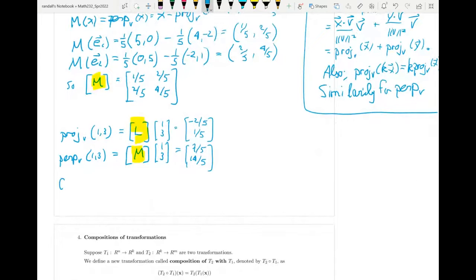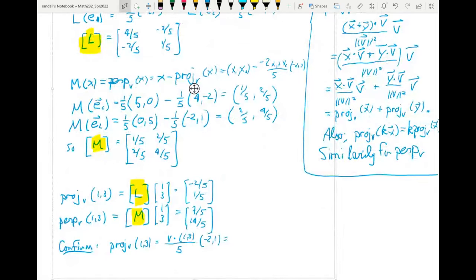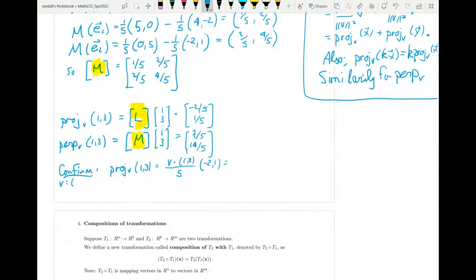Now let's just confirm with our formulas from the previous lecture. So projection onto V of (1, 3) is going to be that dot product: V dot (1, 3) over the norm of V squared, which is 5, times V, which is minus 2, 1. V is minus 2, 1, so let me just put it here so we don't have to keep scrolling up. All right, so V dot that is minus 2 plus 3, so it's 1. Okay, so I get 1/5 times (minus 2, 1). And we see that that is what we obtained there. So there we go. And then let's do the second one.